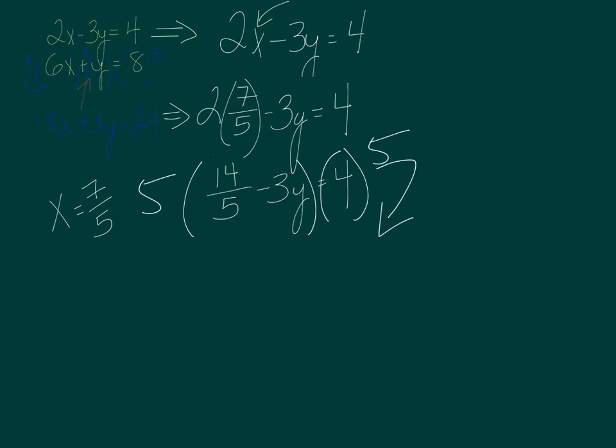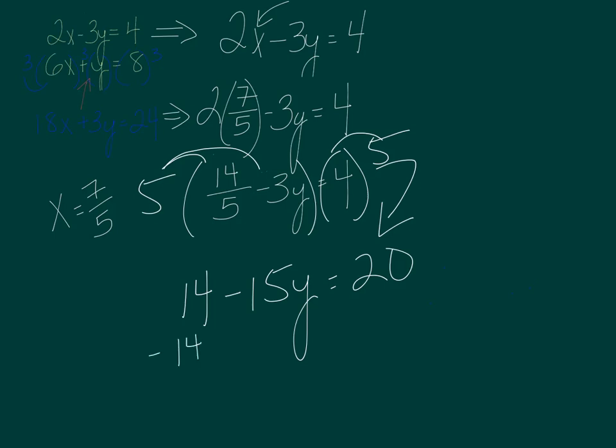and you would wind up with 14 minus 15y equals 20, because you would distribute multiplying by 5 to everybody. And 5 times 14/5 is 14. 5 times a negative 3y is a negative 15y. And 4 times 5 is 20. Then you're back to just solving. Minus 14 from both sides.